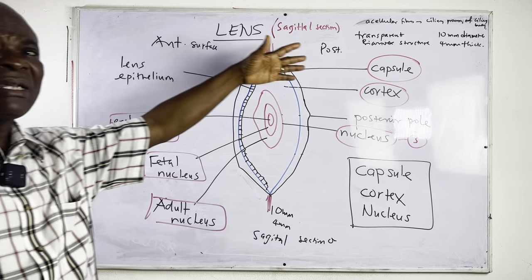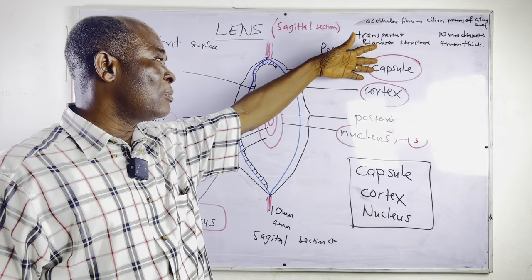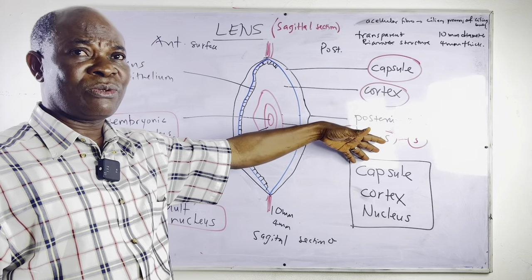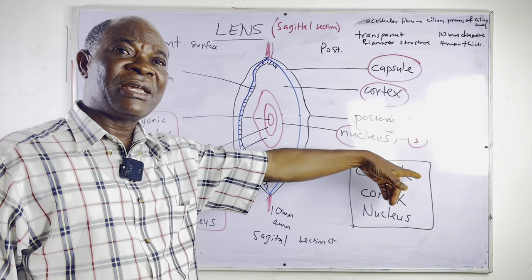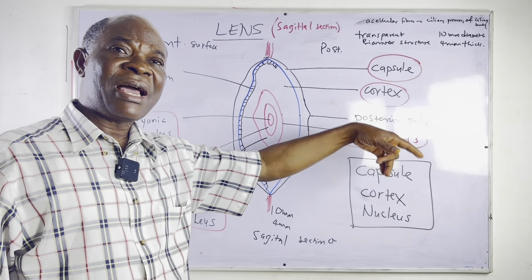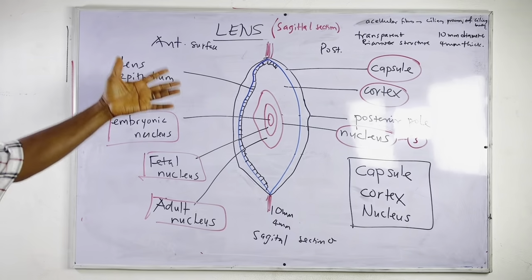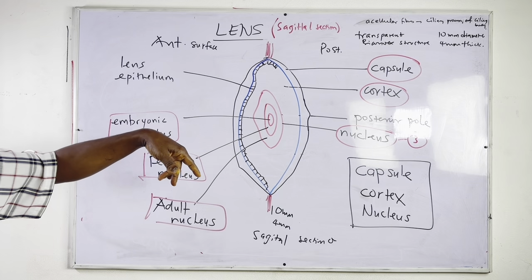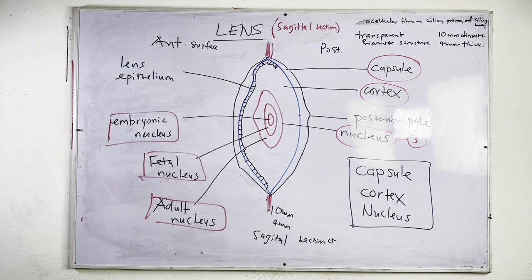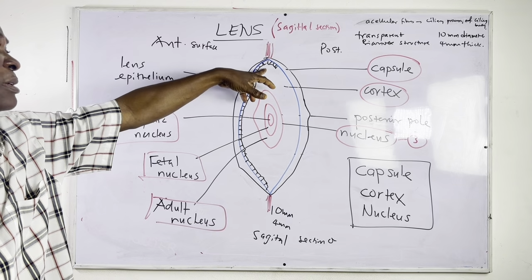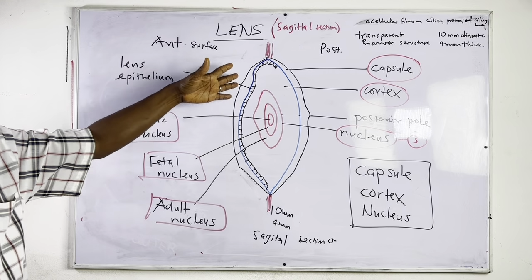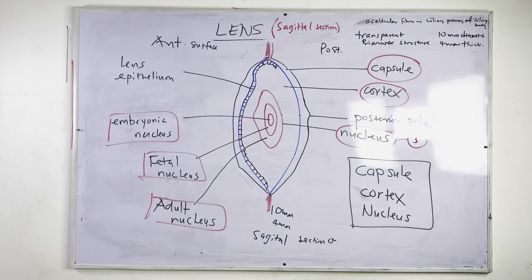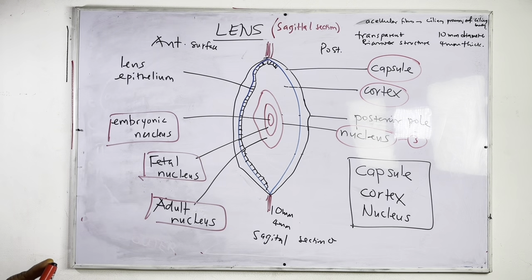So remember, think 3 approach: capsule, cortex, nucleus. And then the nucleus can also be subdivided into what? Embryonic, fetal, and what? Adult. So that is all, a detailed one. Then we have the inner side of the capsule. We have a layer of cells there, and the mitotic activity is mainly at the equator. It migrates and also elongates, and it helps in the increase of the size of the capsule. The whole length gets increased by that.